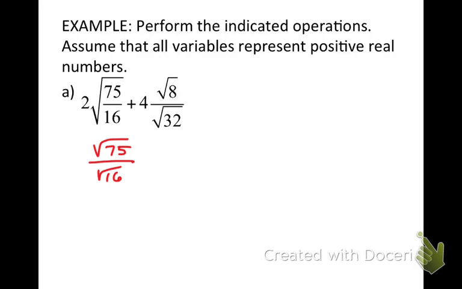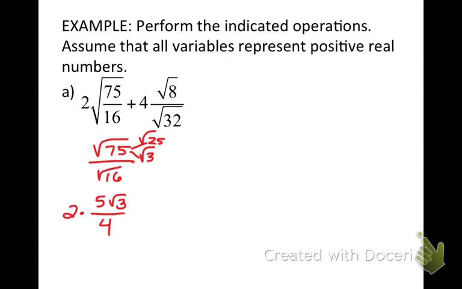Square root of 16, I'll take that one. That goes to 4. What does your numerator simplify to? A perfect square goes into 75. 25 times 3. So that would go to what? 5 square roots of 3. Perfect. Now let's bring that 2 down in front.